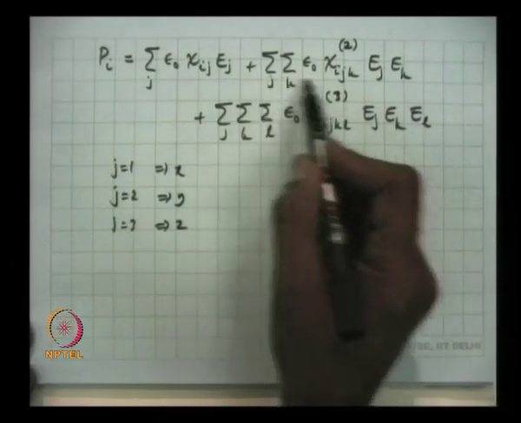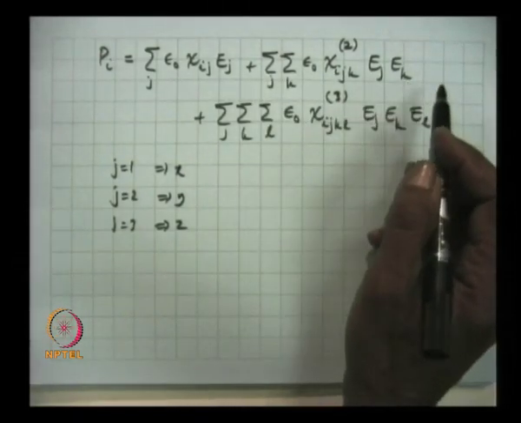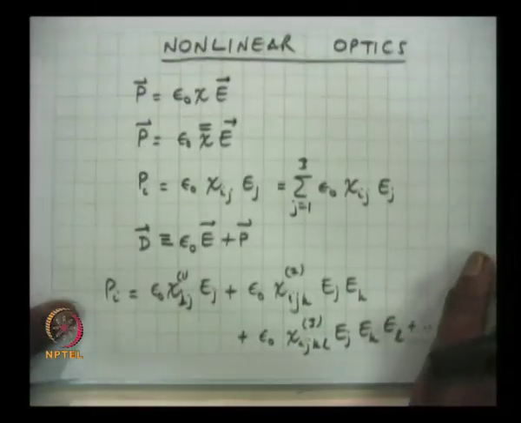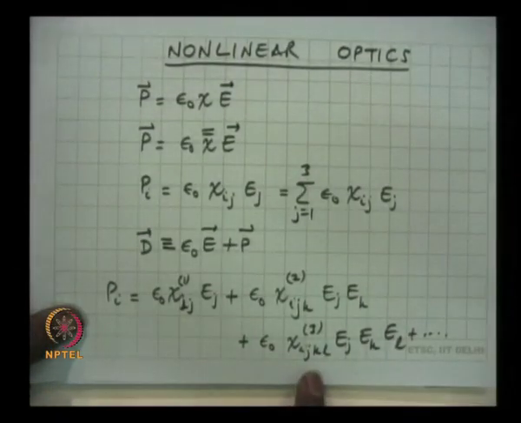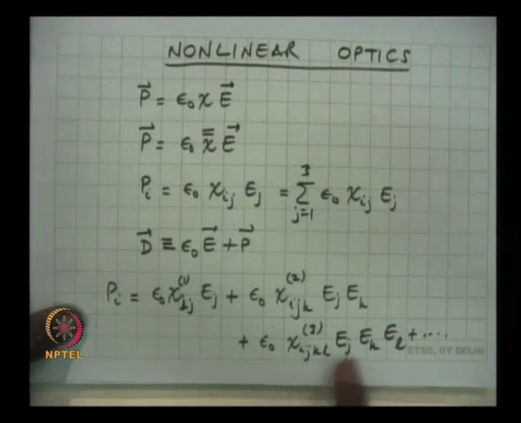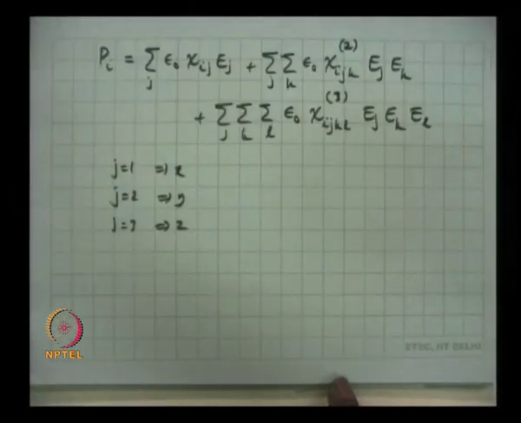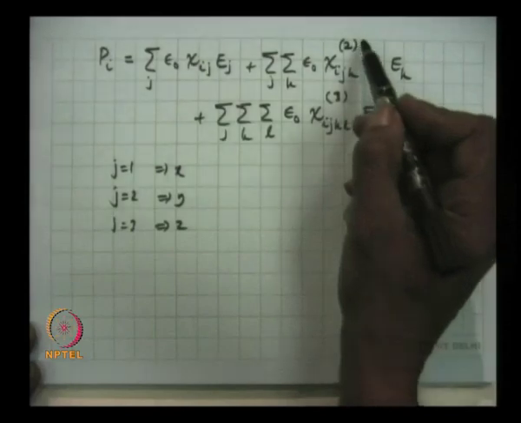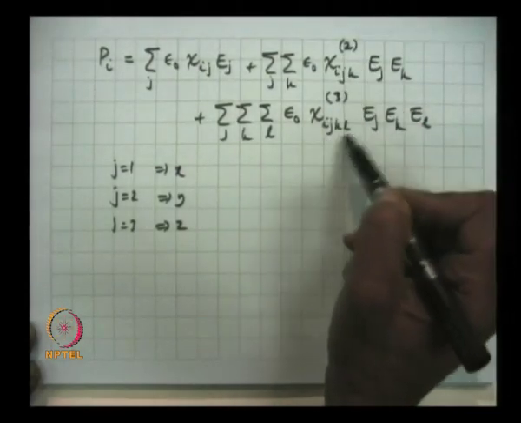These lead to what are called second order effects. So, this is what we will normally write. We will assume repeated indices are summed over. So, j is summed over, k is summed over, l is summed over from 1 to 3. j equal to 1 is x, j equal to 2 is y, j equal to 3 is z. Similarly, k is 1 to 3, l is 1 to 3. So, this is called the second order susceptibility, and this the third order susceptibility.